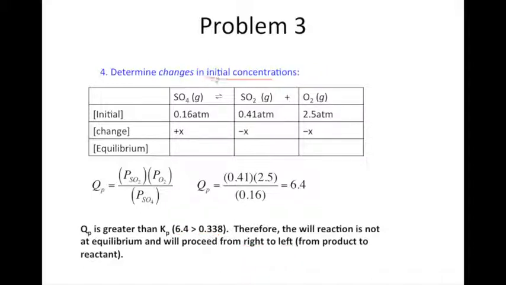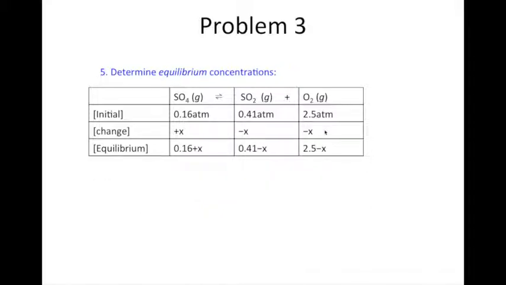Because our reaction will initially go from right to left in order to reach equilibrium, our products will be minus x, and our reactant will be plus x. And again, everything is a one-to-one stoichiometric relationship, so all our coefficients here are 1. So again, pay careful attention to those details. Now that we have our changes in concentrations, we can figure out our equilibrium concentrations, 0.16 plus x over here, and these initial concentrations minus x.